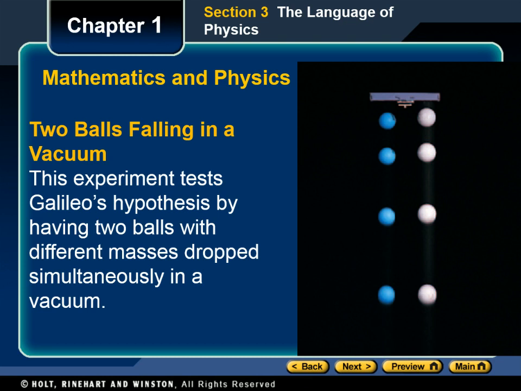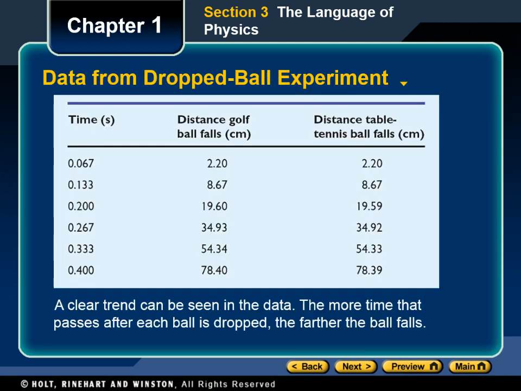Consider the experiment shown in Figure 3.1 on page 23 of your text or on the screen now, which tests Galileo's hypothesis that all objects fall at the same rate in the absence of air resistance. In this experiment, a table tennis ball and a golf ball are dropped in a vacuum. The results are recorded as a set of numbers corresponding to the times of the fall and the distance each ball falls. A convenient way to organize the data is to form a table, like Figure 3.2 on page 23 of your text or on the screen now.